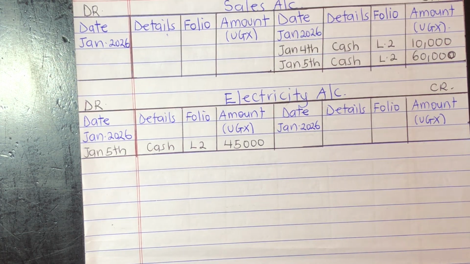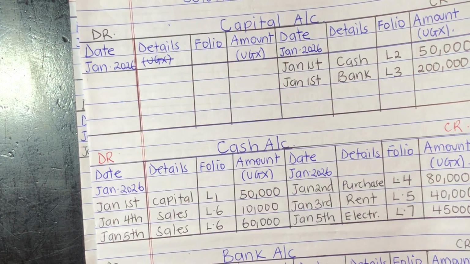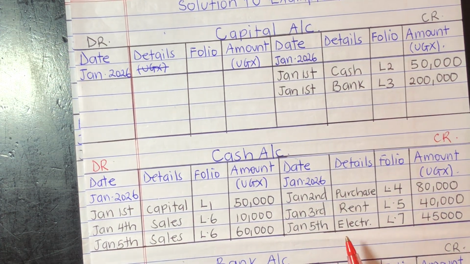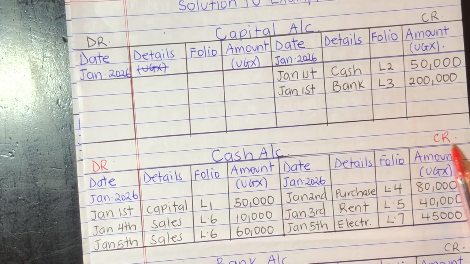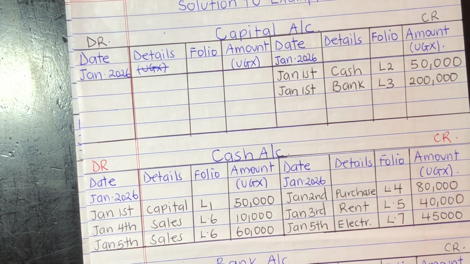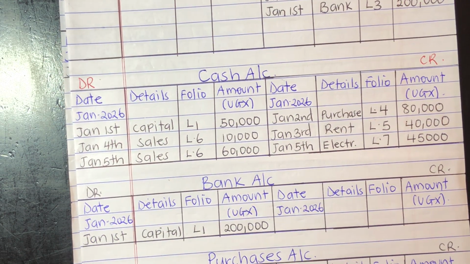So we also go and credit the cash, because it is losing money to the electricity account. You come and record it here also. On January 5th, it is losing money to the electricity account. Remember, we are crediting it, so it is losing money to the electricity account, and electricity is ledger 7, so we record it here also. So that is how our question is. There is this last one.